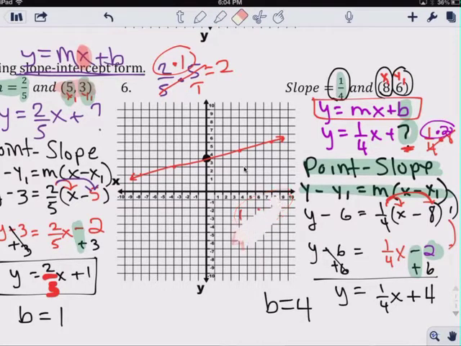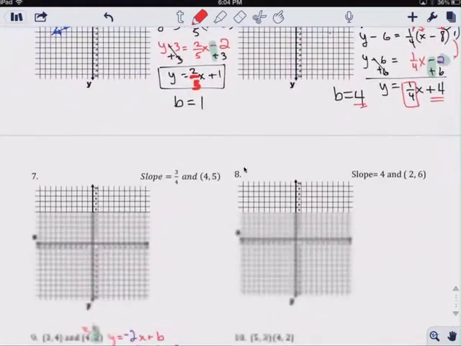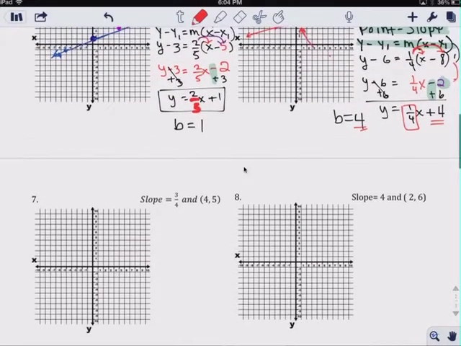Okay, so from there you add 6 to both sides and you get a 4. So your y-intercept is 4. So your first dot is, as you can see, this big dot there. And then your slope is 1 over 4. That means you go up 1 over 4 like you see here. Okay, so number 7 here.